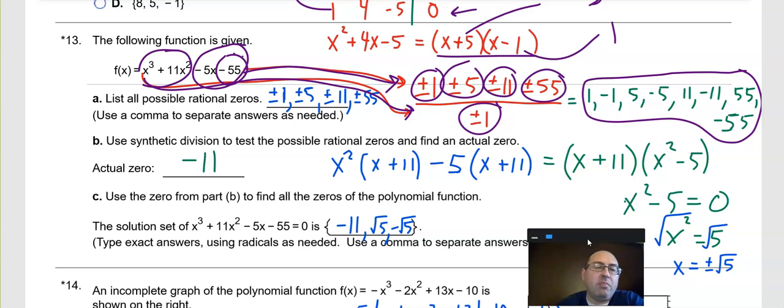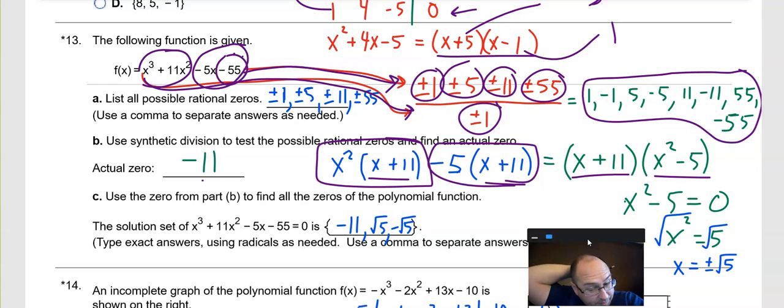So out of the first two, I pulled out an x squared, and out of the second two, I pulled out a negative 5. That left me with x plus 11, and then I saw, oh, I could take out of this one and out of this one. They both have an x plus 11, so I pulled that out, leaving me x squared minus 5. Now, so the nice solution there was negative 11.